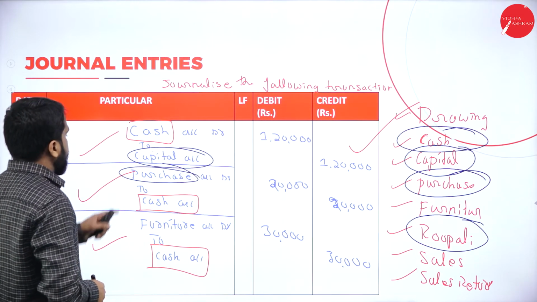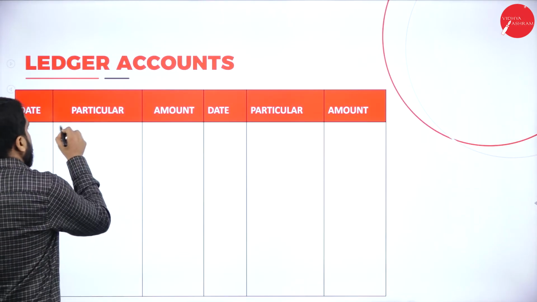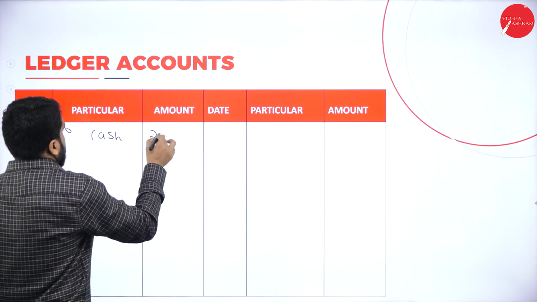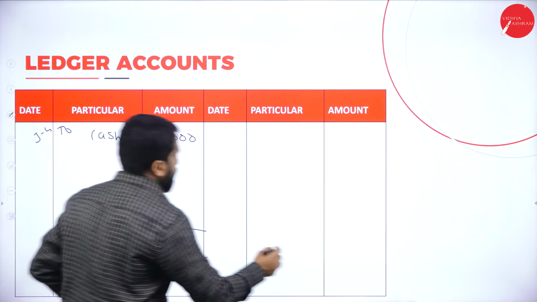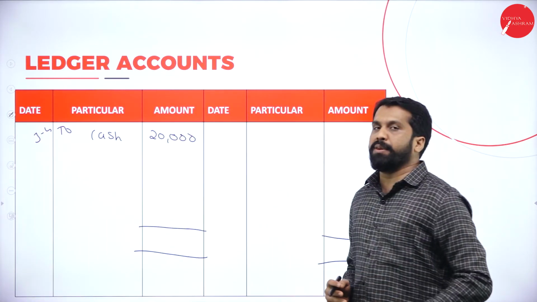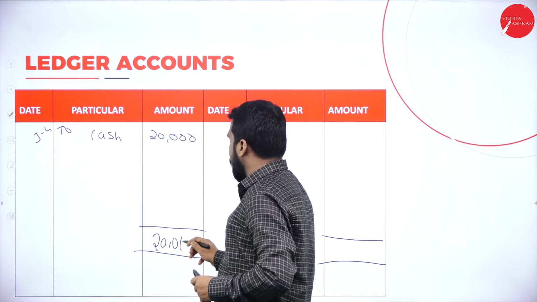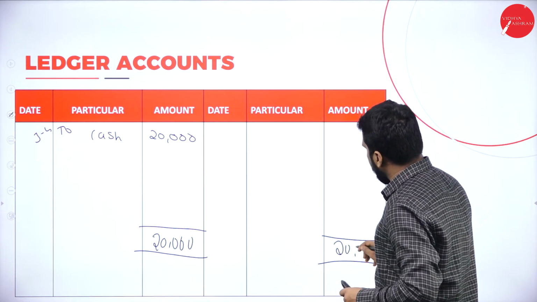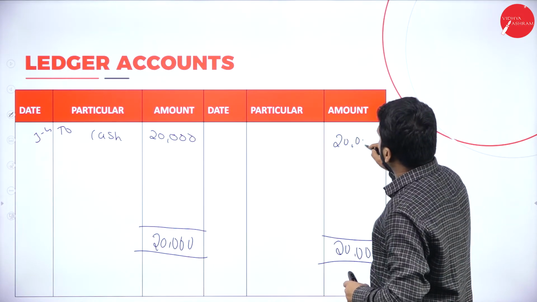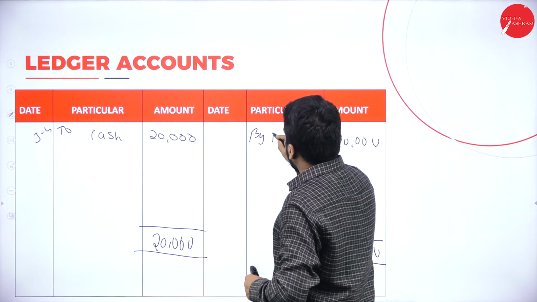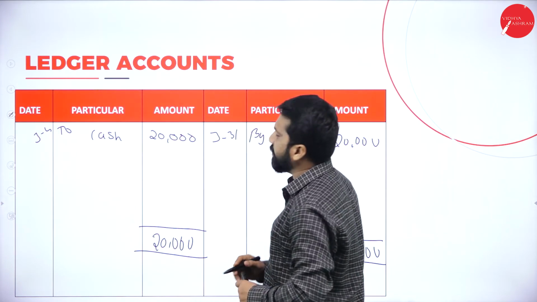That is to cash, 20,000, January 4th. Simple, only one entry. We don't have purchases anywhere else. Now, which side is more? Your debit side is more, 20,000. The same 20,000 we write here also. From 20,000, if you minus 0, how much will you get? 20,000 only. So it will be by balance carry down. If you are doing January, it must be January 31st.